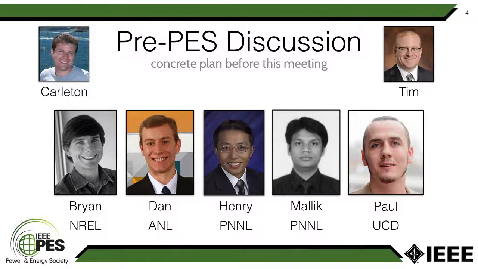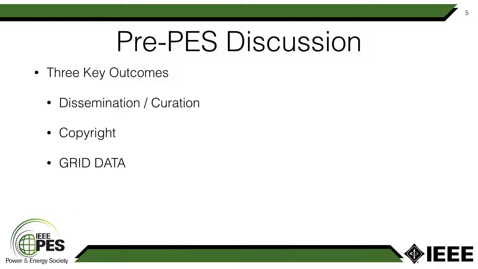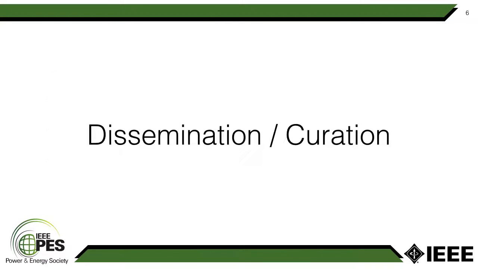Now, I have a lot of opinions about how this should be done, but I don't want to be the only voice. I want the community to believe in this initiative as well. So I organized a web discussion before PES with the following 5 volunteers so that I could assemble a concrete plan that we had agreed on at this particular meeting. The outcome of that discussion had 3 main results: some recommendations for how we disseminate and curate these test cases, some clear signals on how we should copyright them, and then some observations about a forthcoming grid data program. And I'll go through each of these in detail.